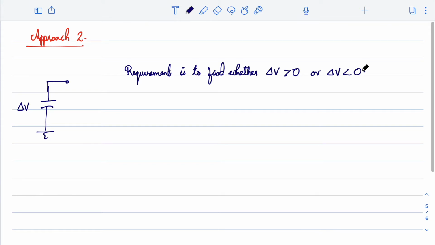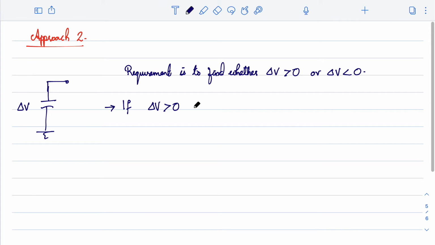Now say, for example, if delta V is greater than 0, what am I expecting? The scenario here is I have a capacitor, and it is carrying some voltage. The capacitor stored some voltage delta V. Now I need to know whether this delta V is greater than a reference value or lesser than a reference value. If delta V is greater than 0, what should the output be? Yeah, it should go high.